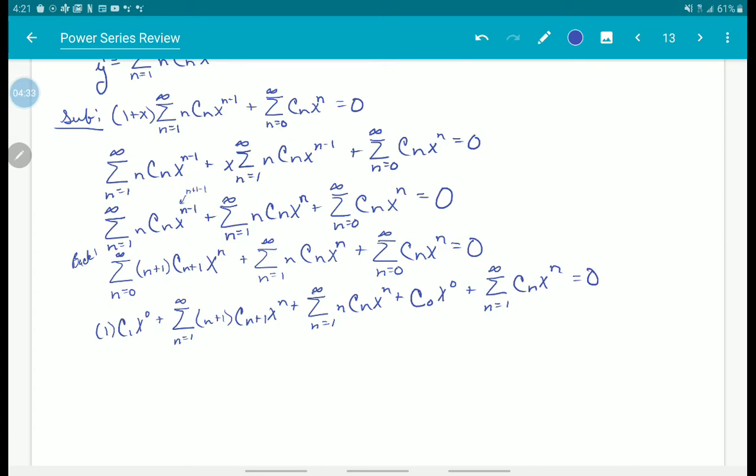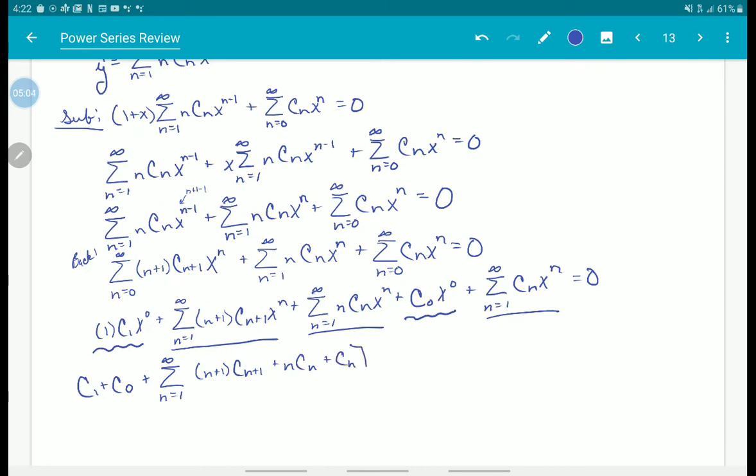So I'm going to kind of rewrite this, and put those two together since they're outside of the sum. So that's just going to be c1 plus c0. And then if we were to combine all these, thinking about factoring that x to the n out, we have n plus 1 times c sub n plus 1 plus n c sub n plus a c sub n. And all that's multiplied by x to the n.